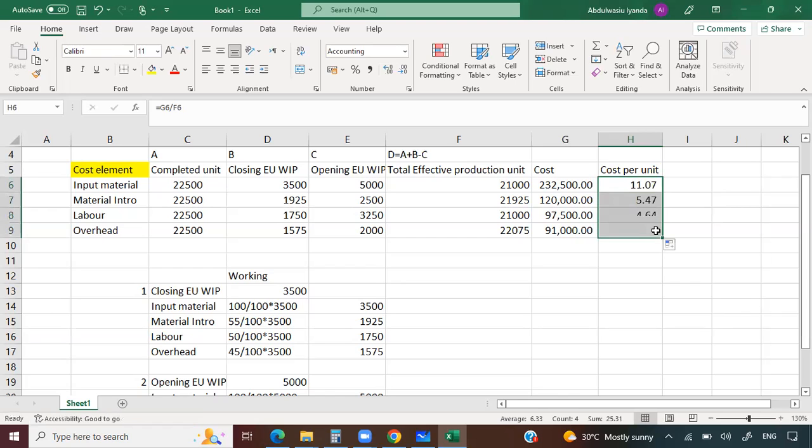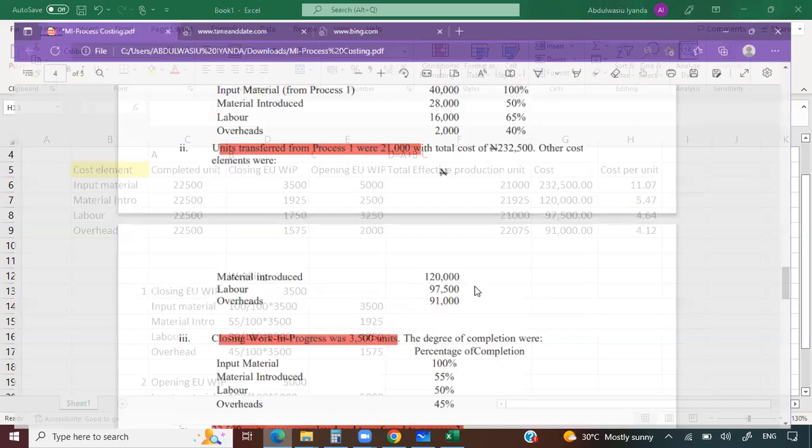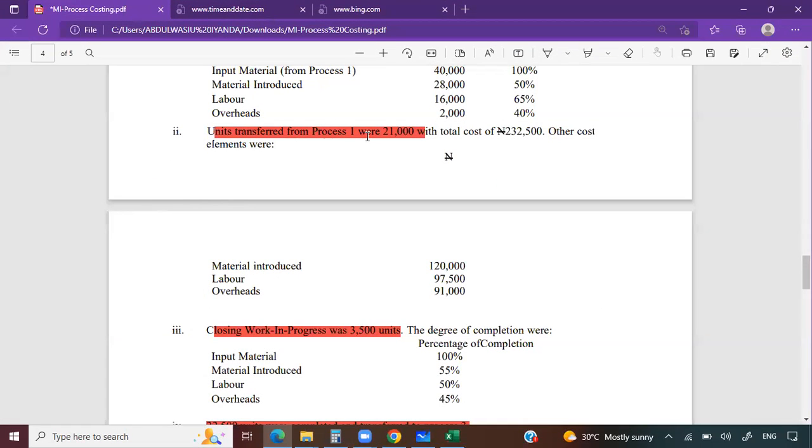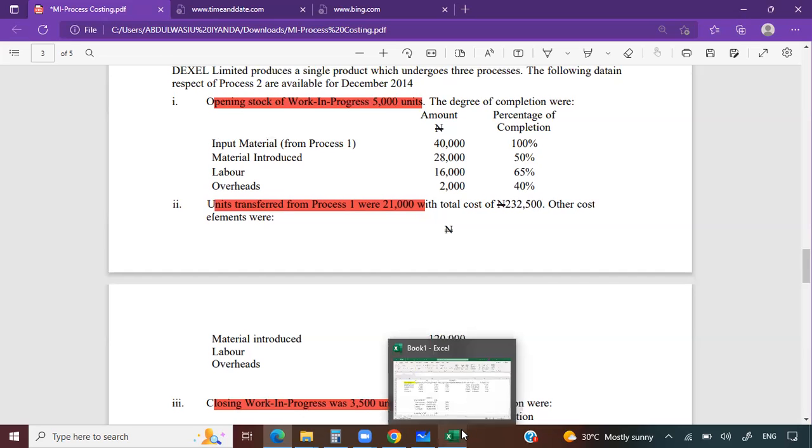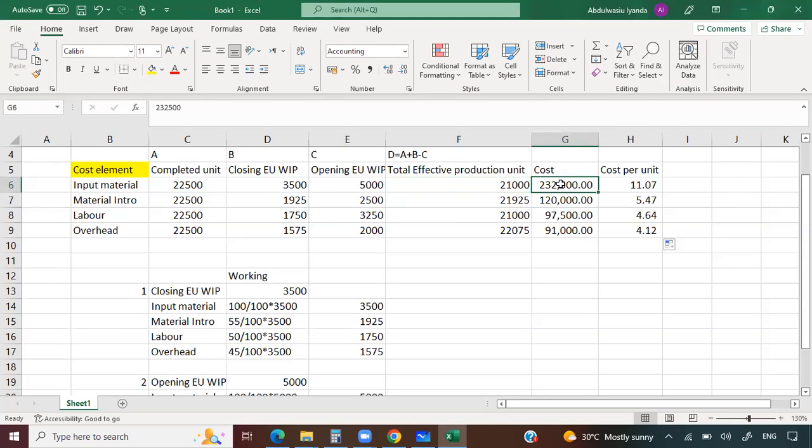Please, how do you get 300? The cost, I didn't really get it. How do we get the cost? Okay, thanks. This is the cost. In the additional information, they say unit transferred from process 1, the unit that is completed, going to process 2 is 21. And that is the material work. They say input material is 100% complete, with a total cost of 232. So this is what is completed and this is the cost.